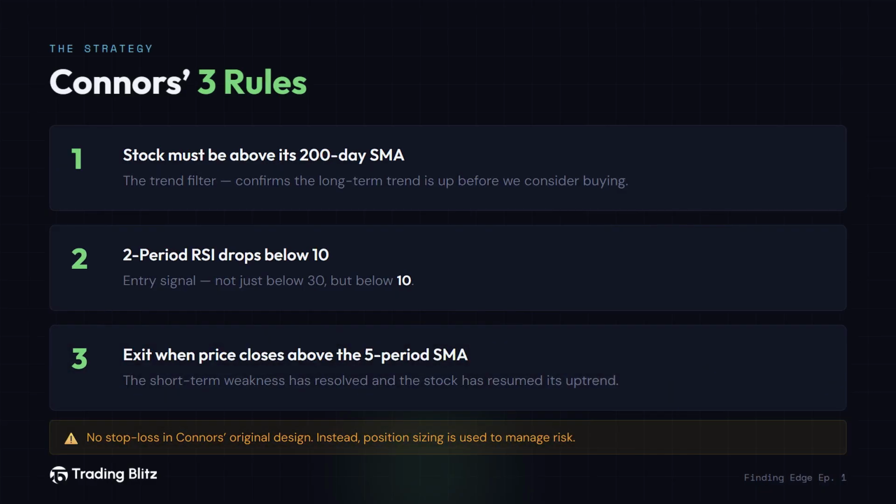Rule number 3. This is the exit. We sell when the stock closes above the 5-period simple moving average, or SMA. Once the stock bounces and then closes above the 5-period SMA, we're out. The idea is straightforward. The short-term weakness that created the entry signal has resolved, and there's no reason to stay in the trade any longer. Most winning trades resolve within 1 to 5 days.